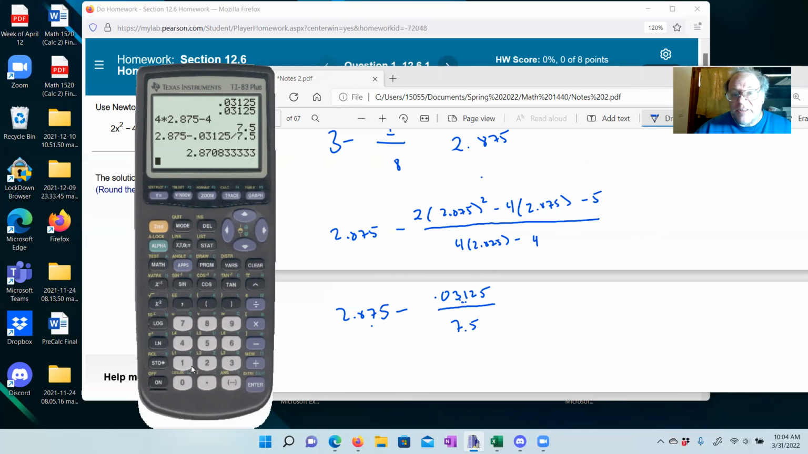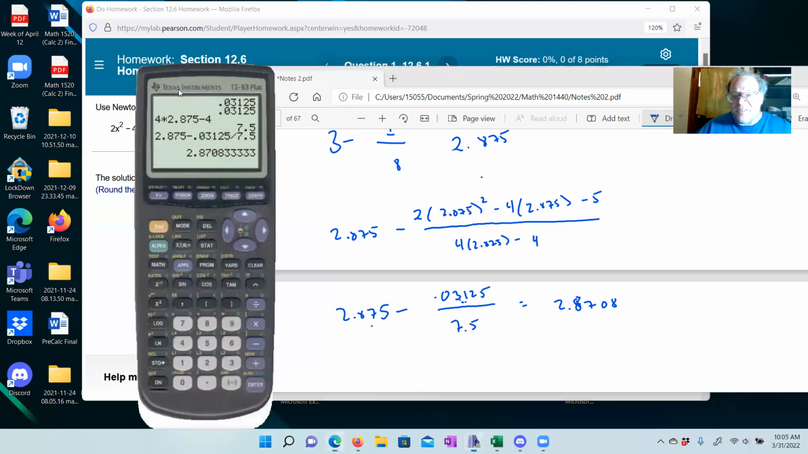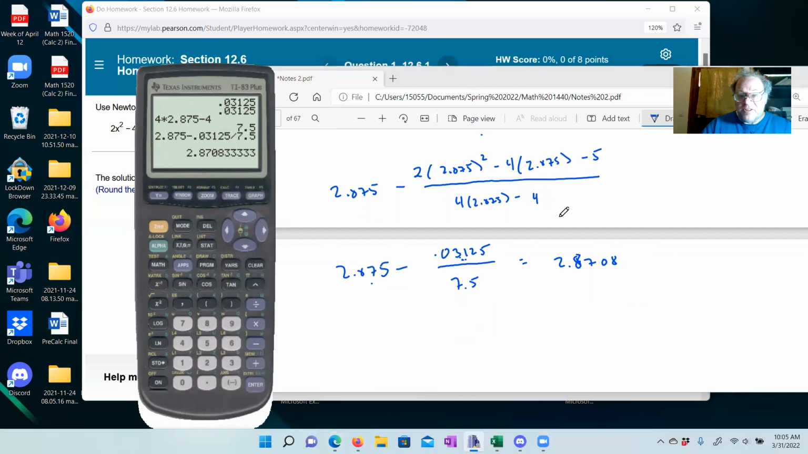Okay, and that's going to be our next guess. So our next guess is 2.8708. I'm following the instructions in the book that says you will keep 4 decimal places. So 1, 2, 3, 4, 2.8708. That'll keep down the arithmetic a little bit. Okay, so let's go ahead and do this one.